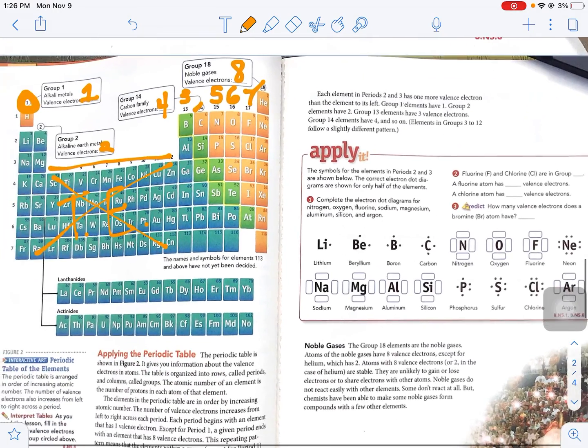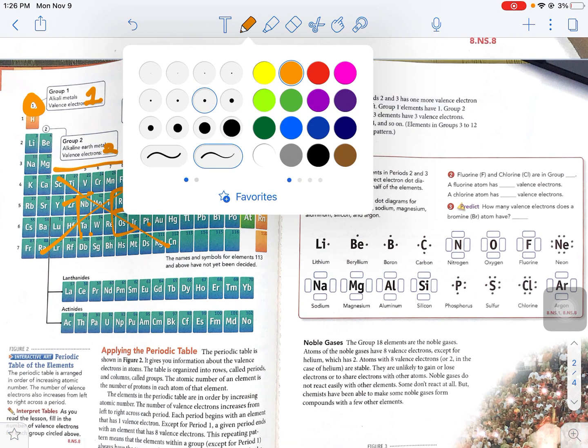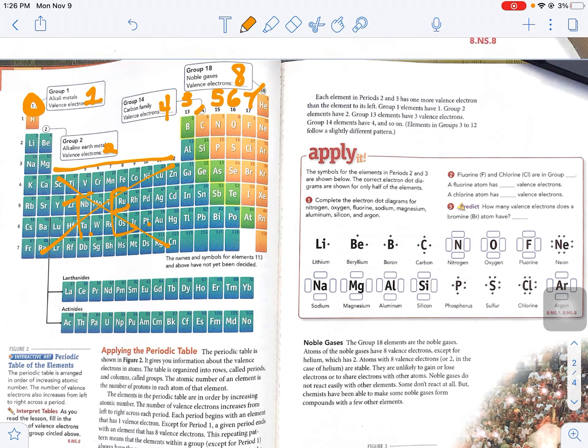So sliding over to the next page, we're going to end up using our periodic table over here as a reference. I'm going to make my marker a little bit smaller. It wants to know what the electron dot diagram would look like for each of these elements. We have nitrogen, oxygen, and fluorine in that first level. So here's a pattern for you.